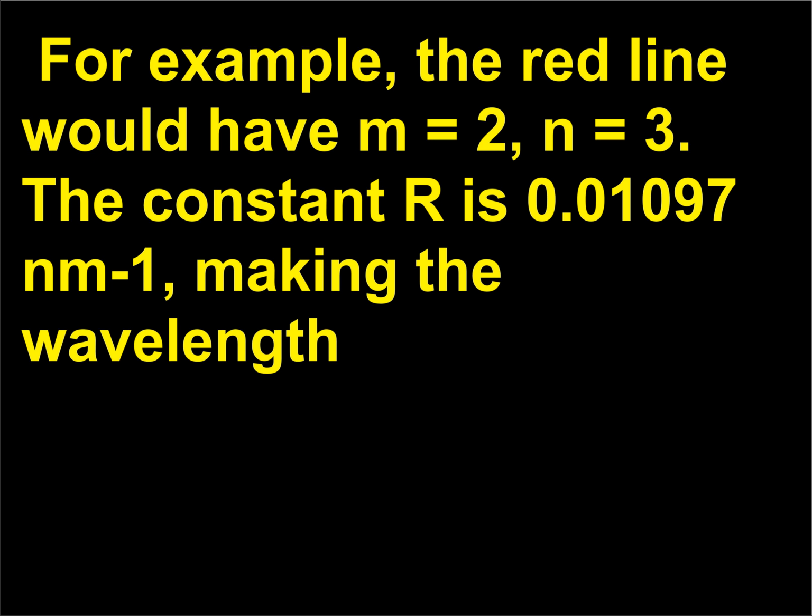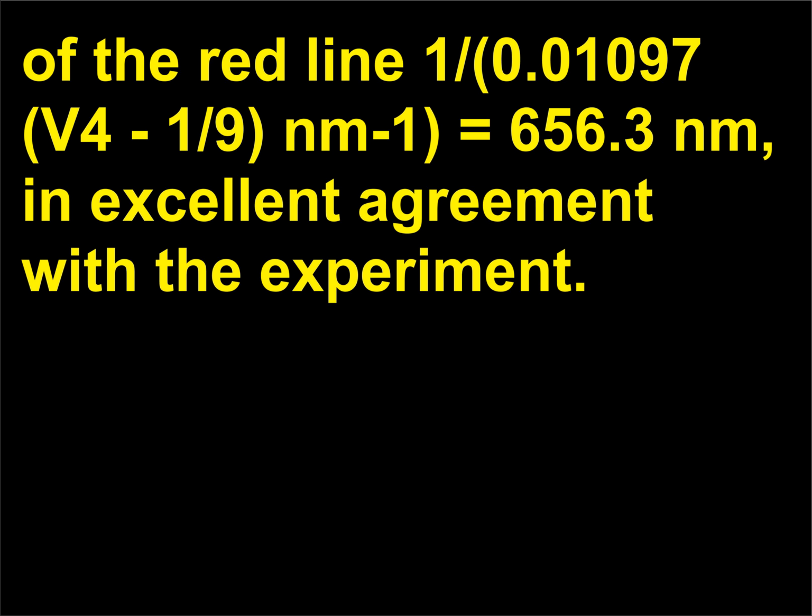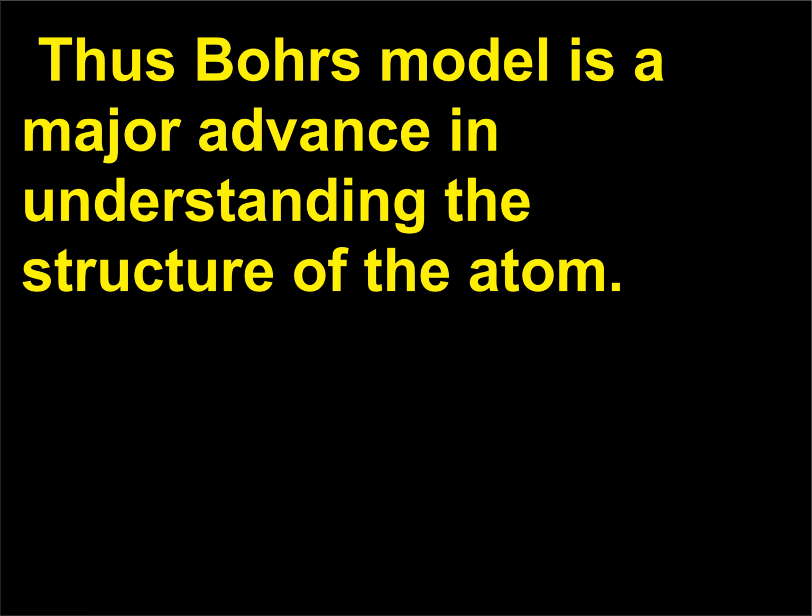For example, the red line would have m equals 2, n equals 3. The constant R is 0.01097 nm^-1, making the wavelength of the red line 1/[0.01097(1/4 minus 1/9)] nm, which equals 656.3 nanometers, in excellent agreement with the experiment. Thus Bohr's model is a major advance in understanding the structure of the atom.